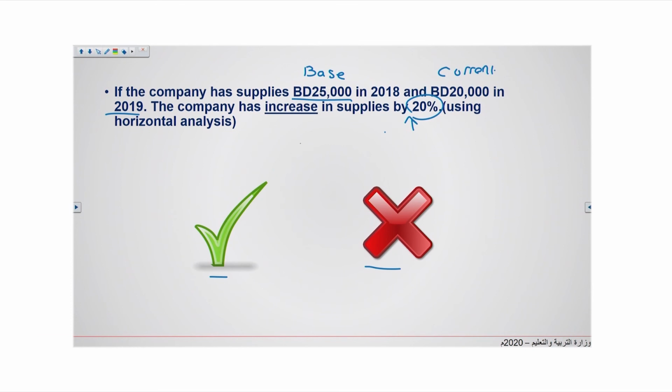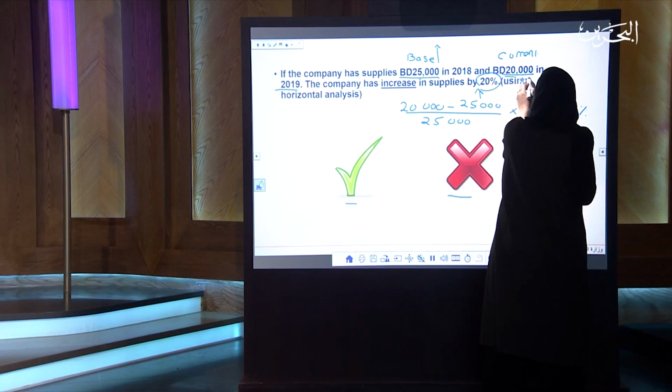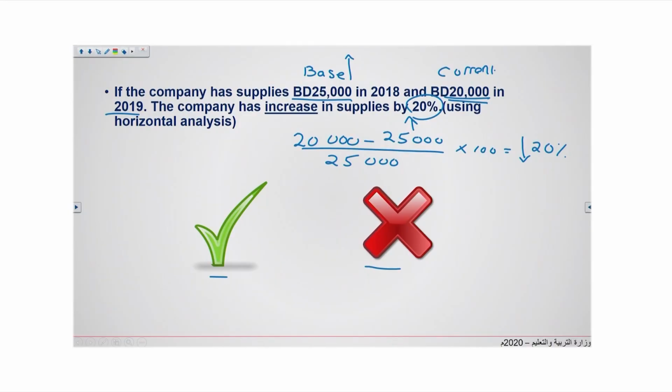Okay, the current year is 20,000 minus 25,000 over 25,000 multiplied by 100 equal 20%, but decrease. Why decrease? Because the base year is higher than the current year. The current year is less. So when we deduct 20,000 minus 25,000, it will result in minus.